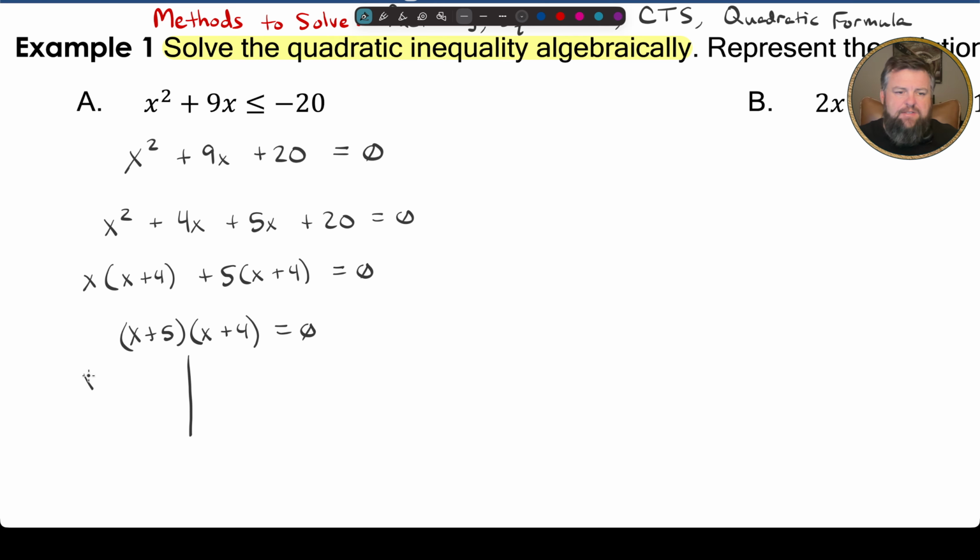Now, I have my two sets of factors set to 0, so all I've got to do is take each factor, set it to 0, and solve each of them independently. So one of my possible factors is x equals, well, that would be incorrect because I'm supposed to write plus 5 here. So x plus 5, so I'll go x equals negative 5. So that's one of my critical points. Then the other one, x plus 4 equals 0. We would say x equals negative 4. So my second critical point would be negative 4.